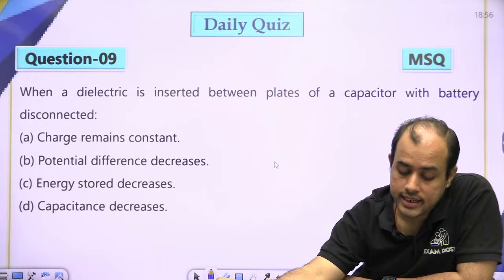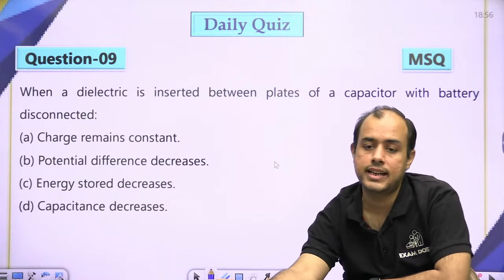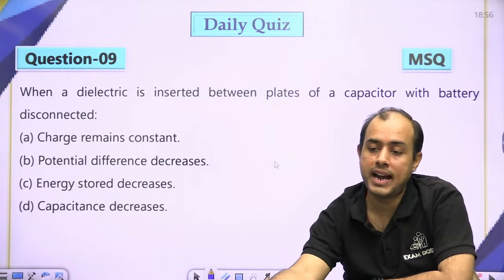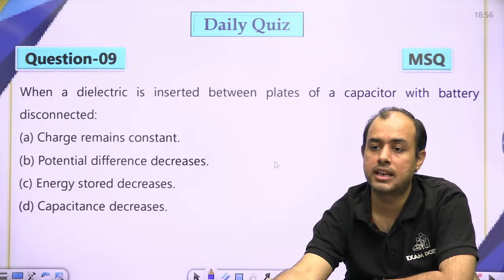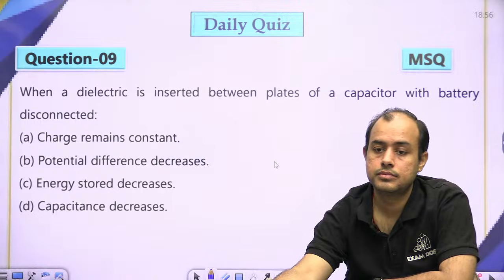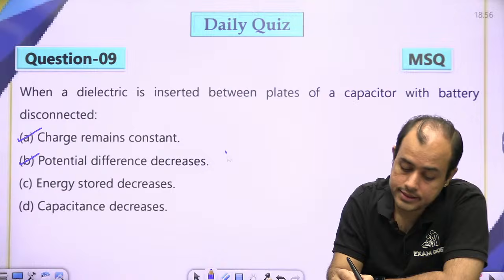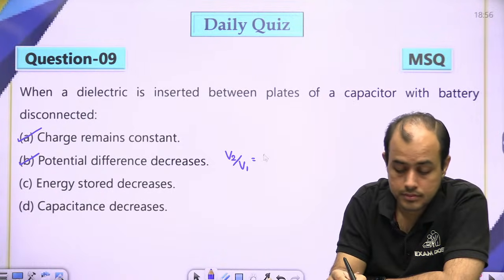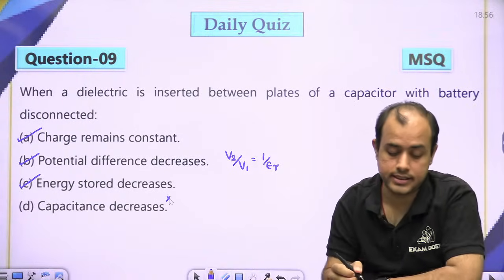When a dielectric is inserted between plates of capacitor with battery disconnected, what happens? If battery is disconnected, what happens, बच्चों? बताइए, अगर बैटरी डिस्कनेक्टेड रहेगी तब क्या होगा? Charge is constant, potential decreases. Yes. Energy will decrease. Energy is lost, capacitance increases. Next करिए.